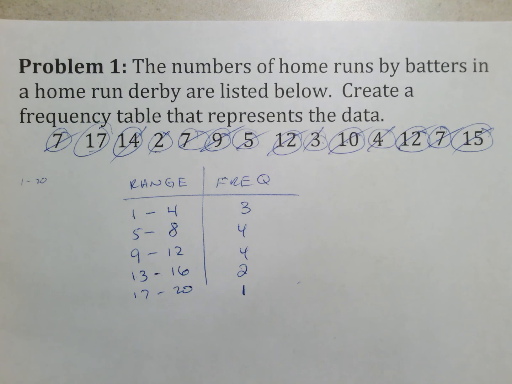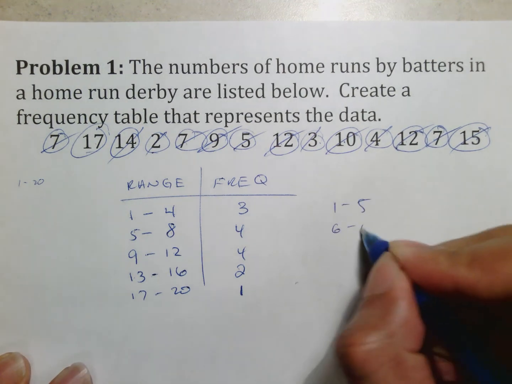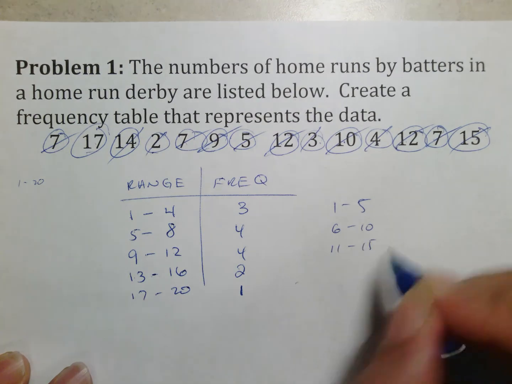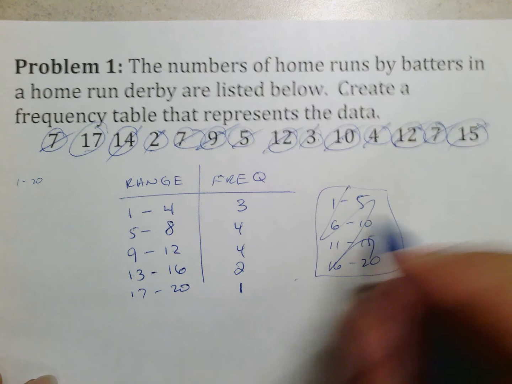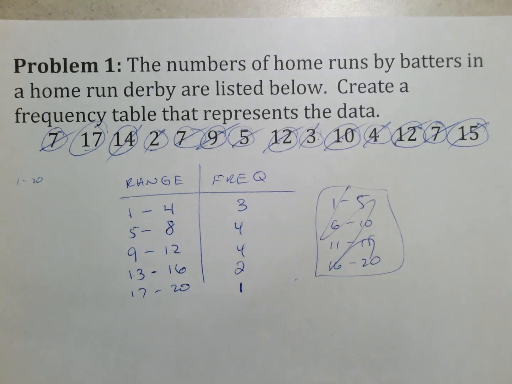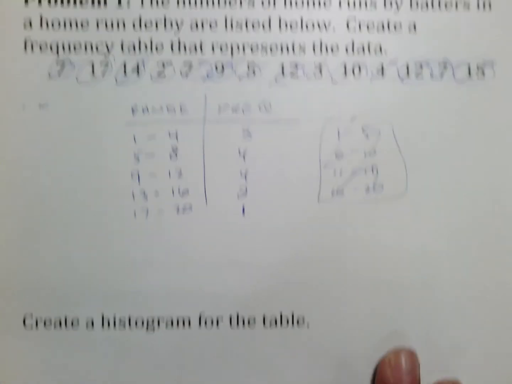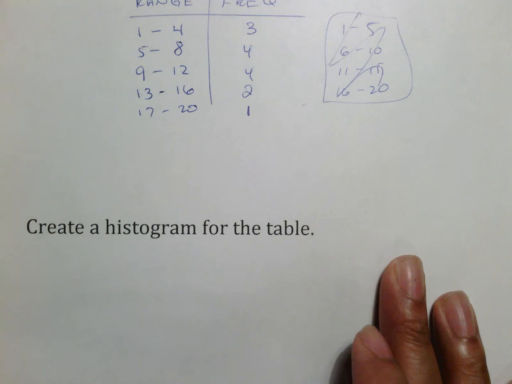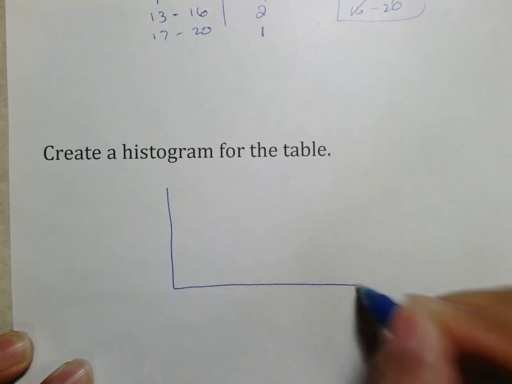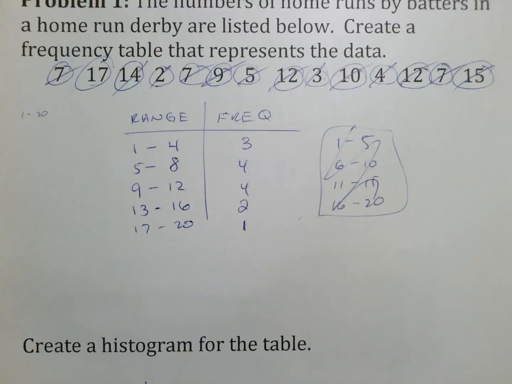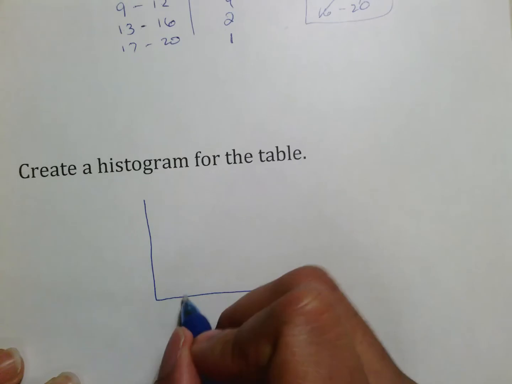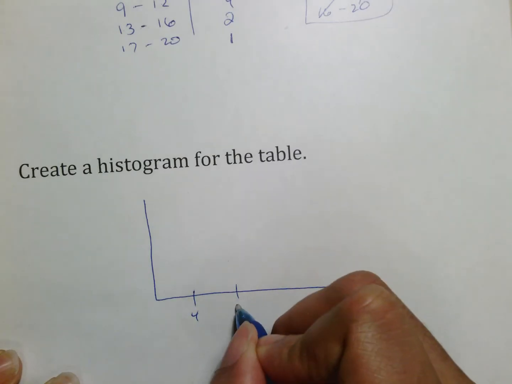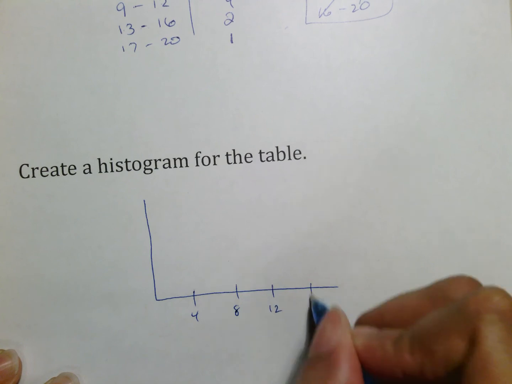Now you have to make a frequency table on your test. Again, it doesn't matter if you use 1 to 5, 6 through 10, 11 through 15, 16 through 20. You could do that range if you wanted to also, but again, the bottom line is I have to see you make a frequency table. But the second thing it's going to ask you to do is make a histogram. And here's what a histogram looks like. You simply draw one of those basic XY value charts, and you use your range 4, 8, 12, 16, and 20 as your cutoff points.